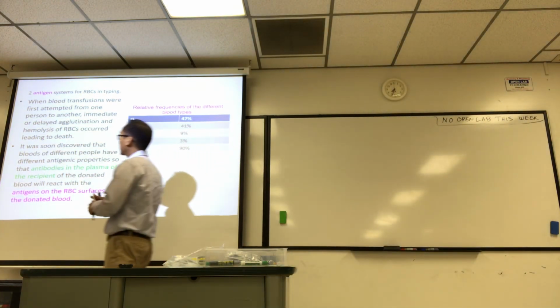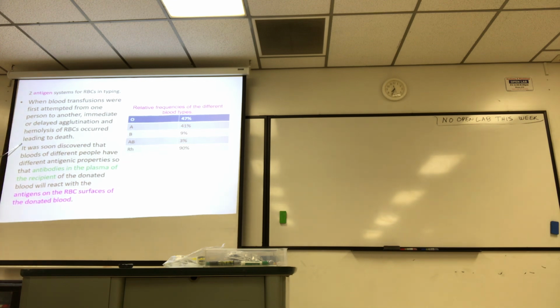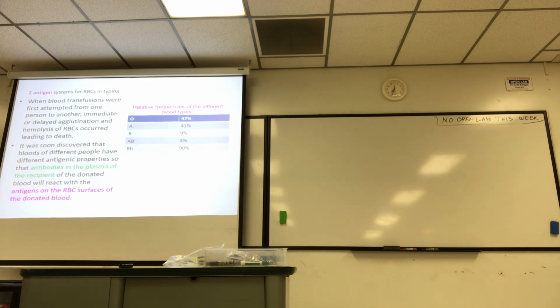So let me read what I have in my slides. A blood transfusion is when you transfer blood from one person to another for whatever reason. Chemotherapy patients need to be transfused, and in trauma, you need blood transfusions in an emergency. When they first attempted it, they observed immediate or delayed agglutination, and hemolysis of red blood cells occurred, leading to death. And I should probably put an exclamation point after that, so you can see why it's important.